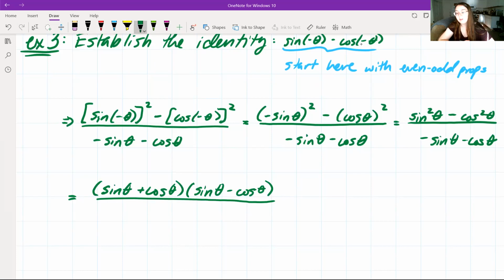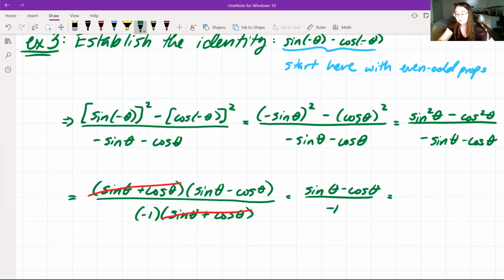And this is all over negative sine of theta minus cosine of theta, which we can actually turn into a negative 1 times sine of theta plus cosine of theta. And now we see that we have a sine of theta plus cosine of theta in our numerator and our denominator, so we can cancel those terms out. Then we're left with sine of theta minus cosine of theta over negative 1, which really just gives us negative sine of theta plus cosine of theta.